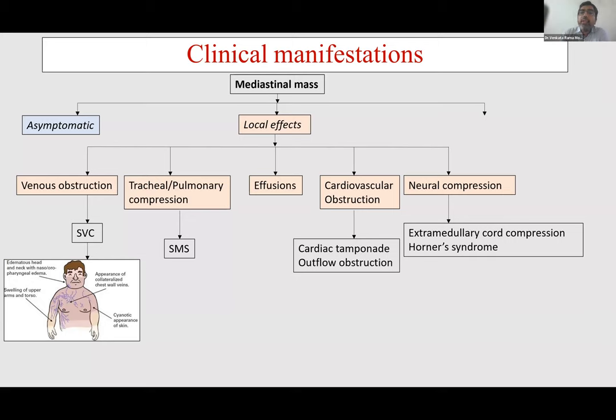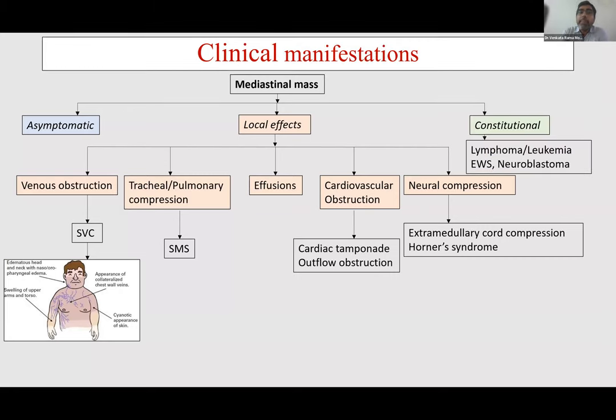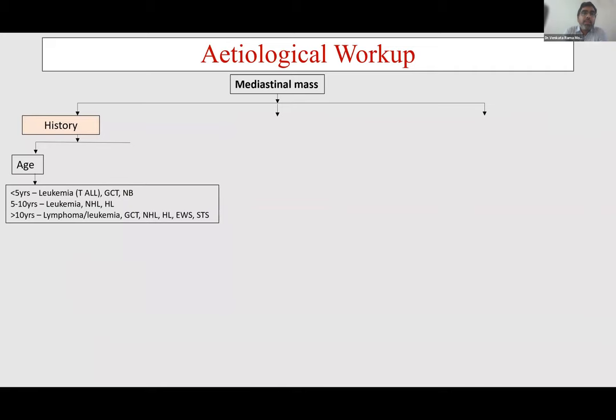Then moving on to the other local effects that you can see with these mediastinal masses. Typically with posterior mediastinal masses, the mass can have an intraspinal extension causing extramedullary cord compression, and they might manifest with motor weakness. Or else you can even see cervical cord getting involved, and then you can see Horner syndrome. Apart from the local effects, we should definitely look for the constitutional symptoms, because some of these mediastinal masses are known to be causing systemic manifestations, classical examples being leukemias, non-Hodgkin's lymphoma, also certain solid tumors like high-risk neuroblastoma and Ewing sarcoma.